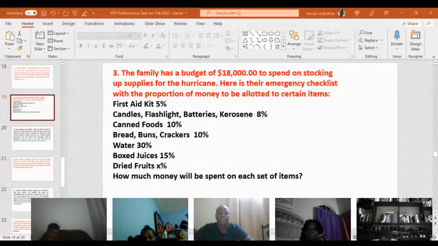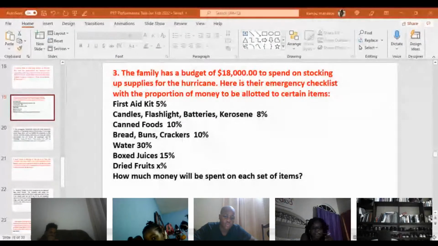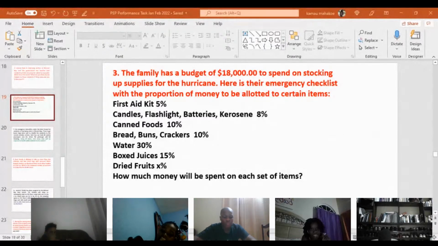Number 3. The family has a budget of $18,000 to spend on stocking up supplies for the hurricane. Here is their emergency checklist with the proportion of money to be allotted to certain items. First aid kit, 5%. Candles, flashlights, batteries, kerosene, 8%. Canned foods, 10%. Bread, buns, crackers, 10%. Water, 30%. Boxed juices, 15%. Dried fruits, X%. How much money will be spent on each of the items?